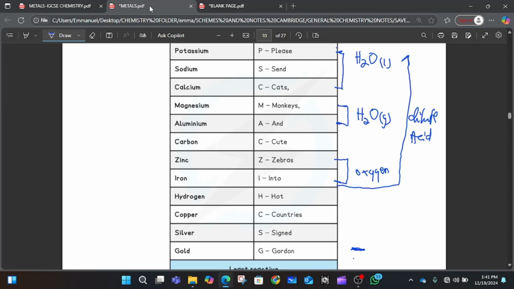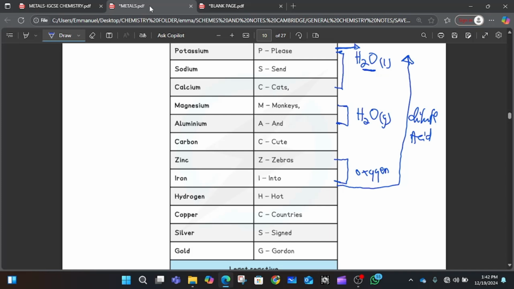For group 1 metals, it is very dangerous or risky to react them with dilute acid because already when you react them with normal water, cold water, the reaction is very vigorous, exothermic, and could even pose dangers. How much more reacting with an acid?